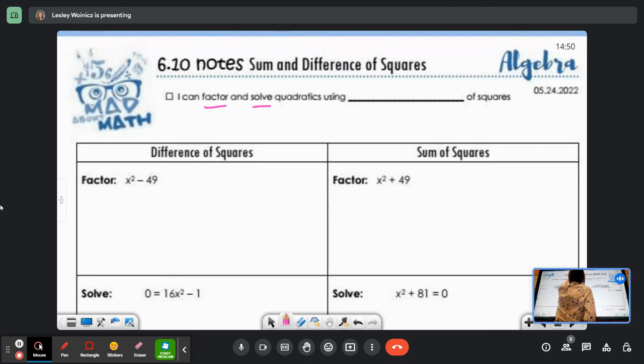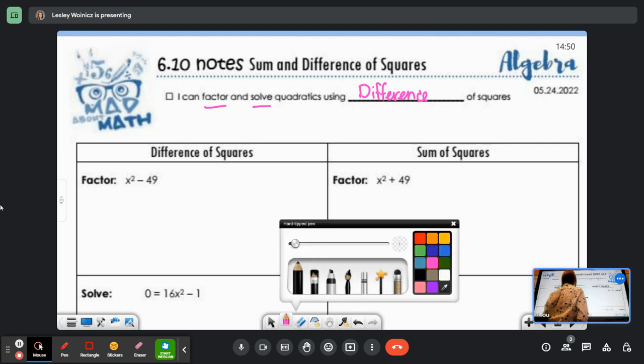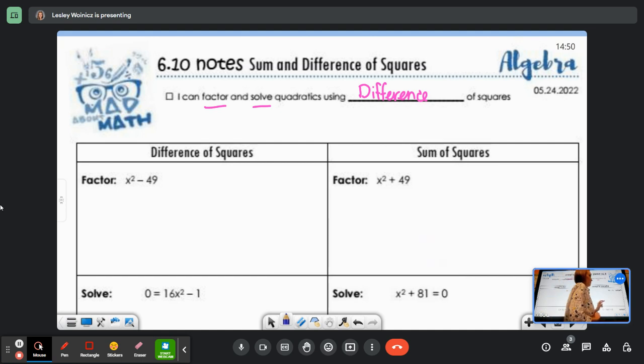Solving quadratics today using what is called difference of squares. Okay, let's talk about vocab. What operation does difference tell us to do? Subtraction. Subtract, yes. What about sum? Addition. Yeah.